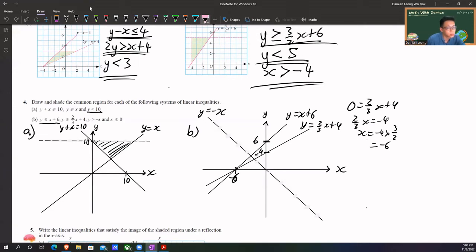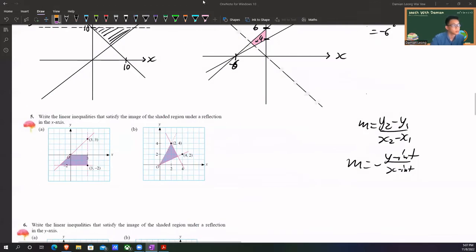Let me just use this to shade. Basically, it's this part. Okay, so yeah, that is for question 4. Then question 5. Alright, so question 5 is under reflection in the x-axis, so flip it over the x-axis here.